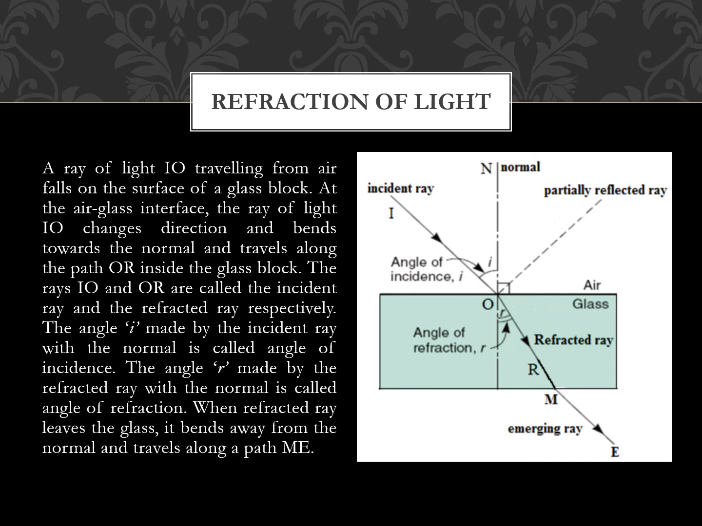When the refracted ray leaves the glass, and once again enters the air, it will bend away from the normal and travel along a path ME, and this ray ME is known as your emergent ray.